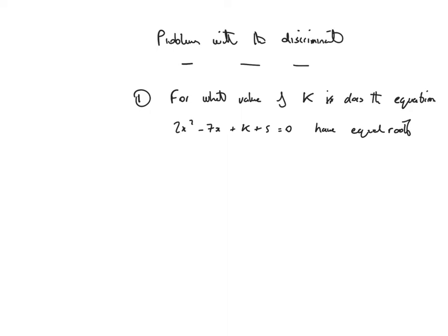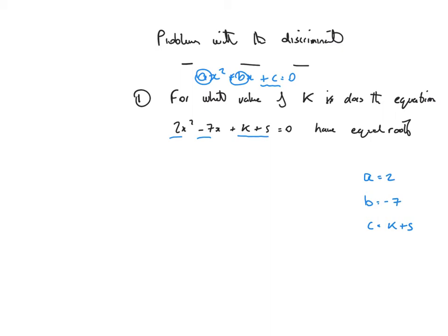Okay, a is the coefficient of x squared, so just a reminder that we're thinking about ax squared plus bx plus c is equal to 0. So a is the coefficient of x squared, that's 2. B is the coefficient of x, that's minus 7. And c is everything else in the question, which is k plus 5.